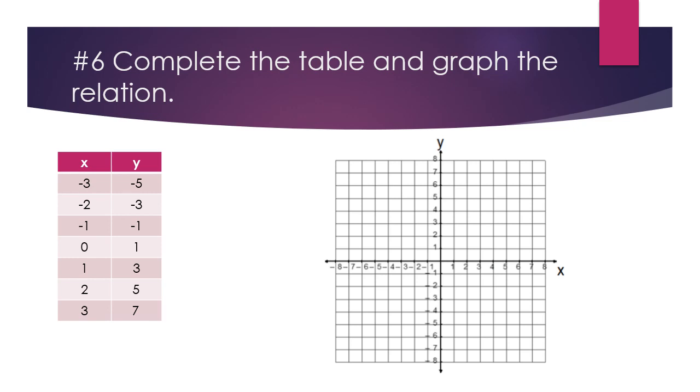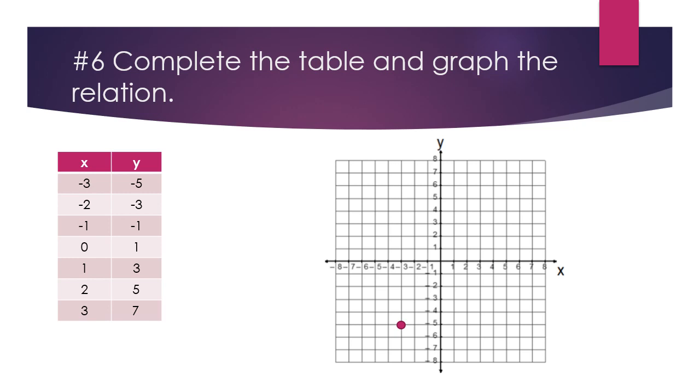So on our graph, our x-axis is the one that runs from side to side. So that's the x values we look for. And the y-axis is the one that runs up and down. So that's the y values we look for. So the first one is -3 and -5. So we find -3 on our x-axis, and then we go down to -5 on our y-axis, which is right there. Then on our next row, it's -2 and -3.